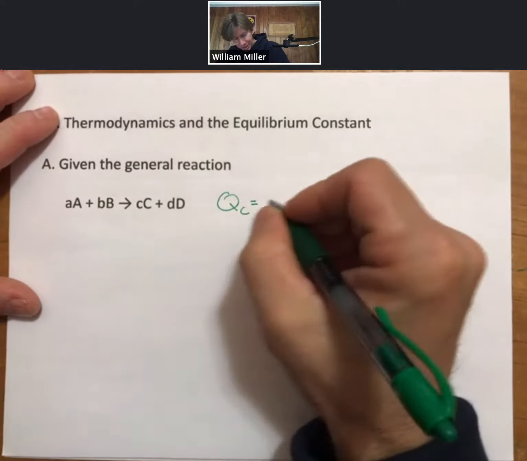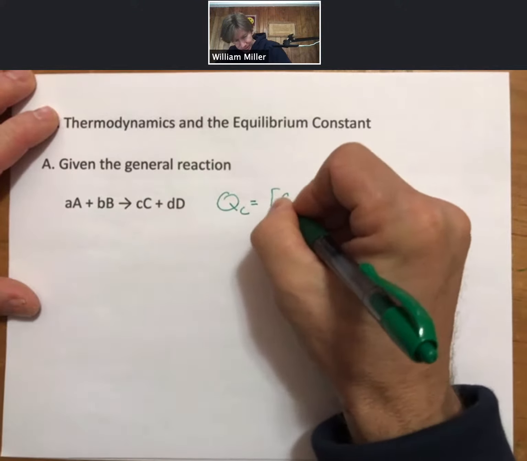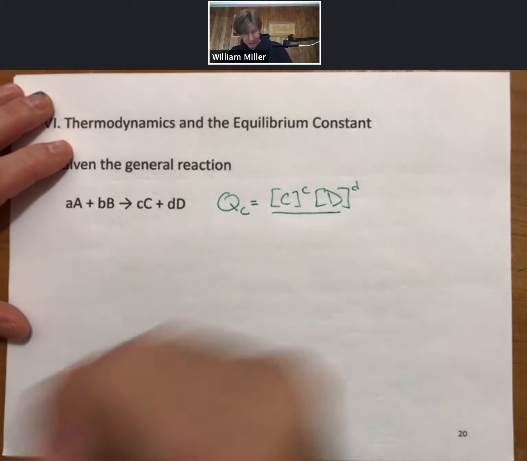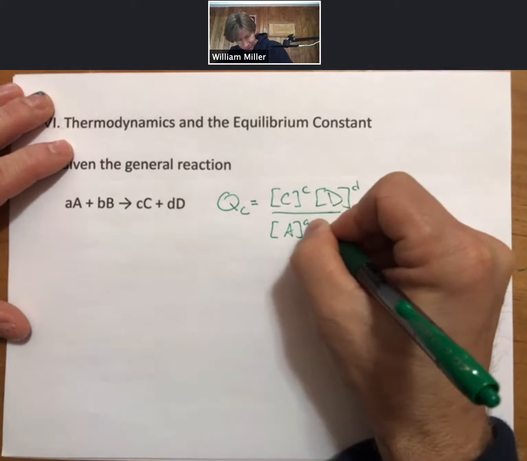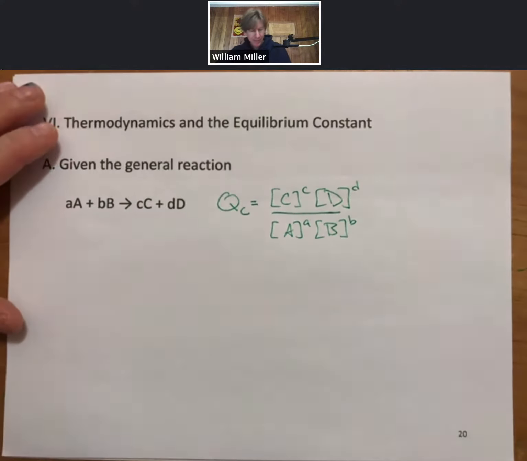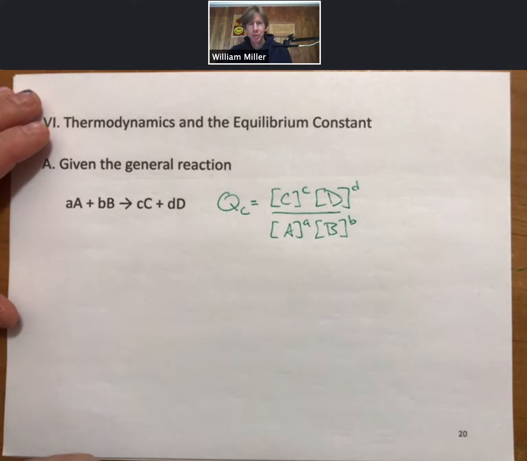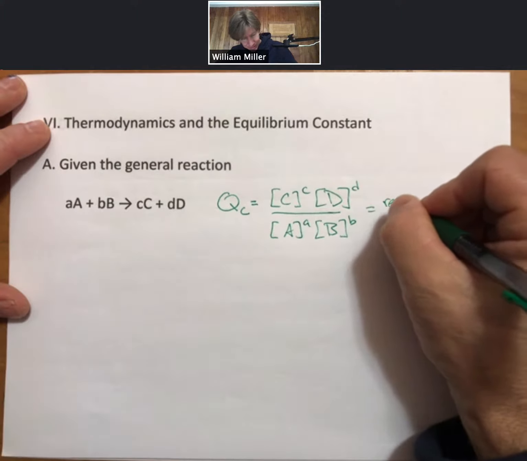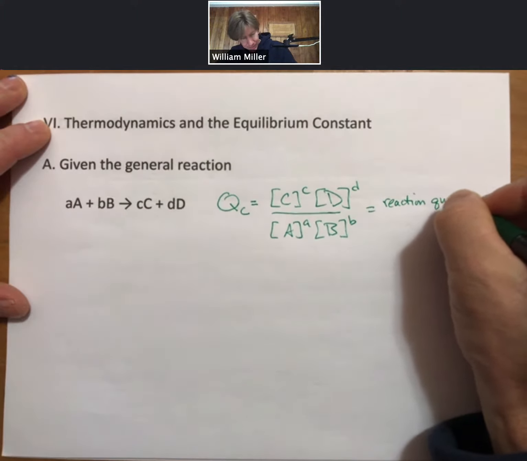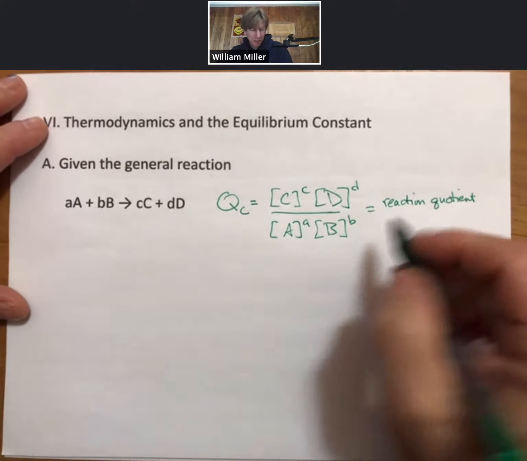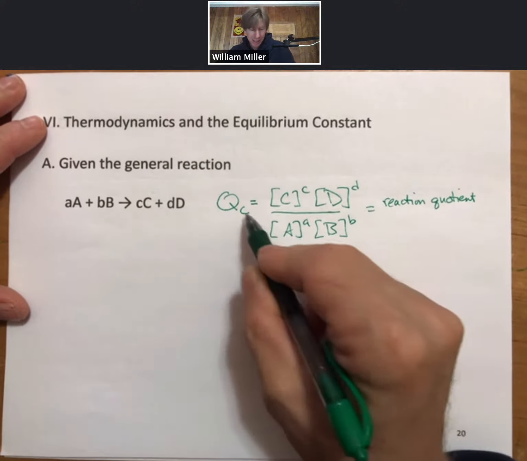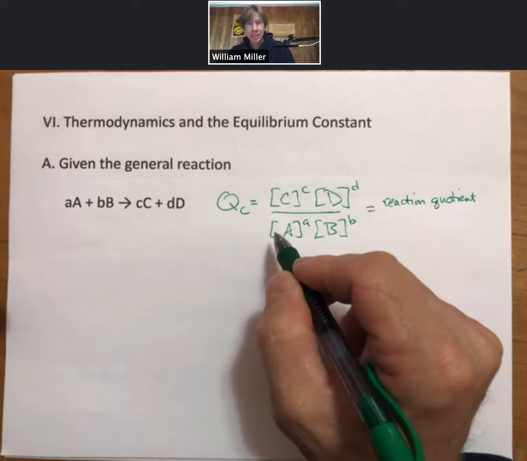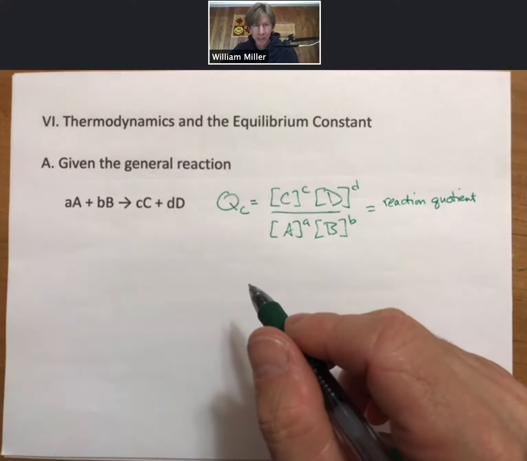QC for the general reaction is products raised to coefficients over reactant concentrations raised to coefficients. So this is the reaction quotient. It's the same expression as Kc, except that Kc is required to be at equilibrium. QC is not. QC is just any set of conditions we decide to put in here.